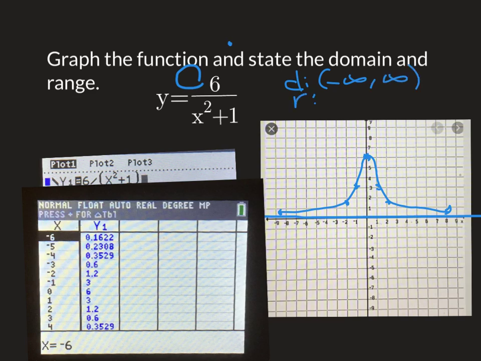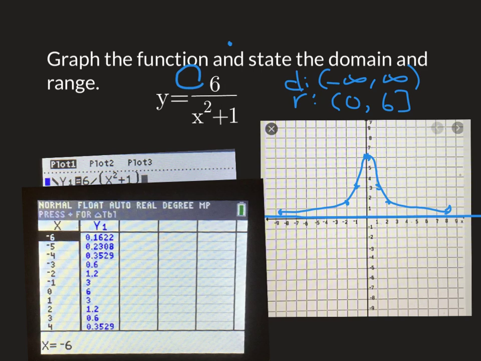The range, it's going up from the x-axis, but not forever. So I'm putting in parentheses because it doesn't touch the x-axis, which is 0. It goes up to 6 and actually touches the 6. So I'm going to put a bracket, and there's your range, everything between 0 and 6. Remember, domain is how far your graph goes left and right. Your range is how far your graph goes up and down. Hope that makes some sense to you.